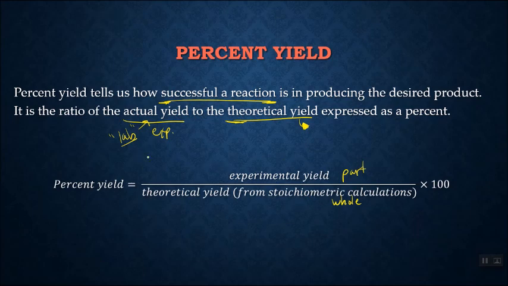The part is, what did you actually get? What should you have gotten? What if you did everything perfect, all the conditions were perfect, what should you have gotten? What would have been the whole, times 100? So let's look at our first percent yield problem.